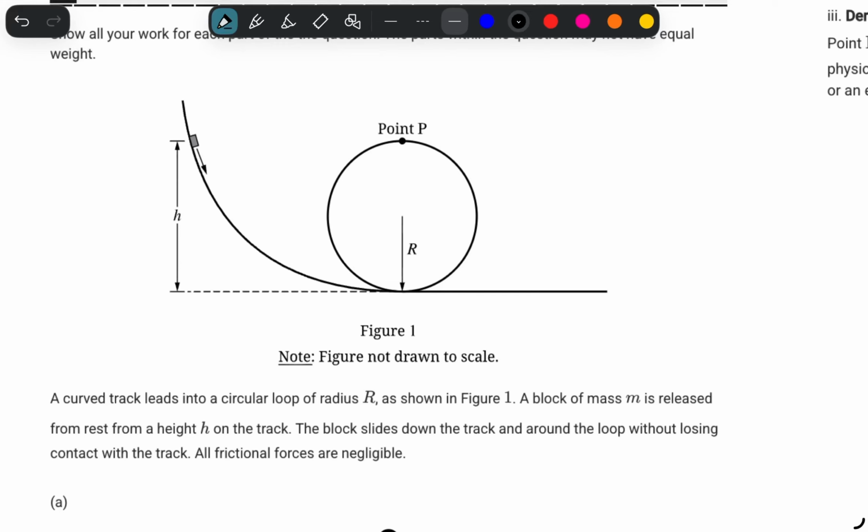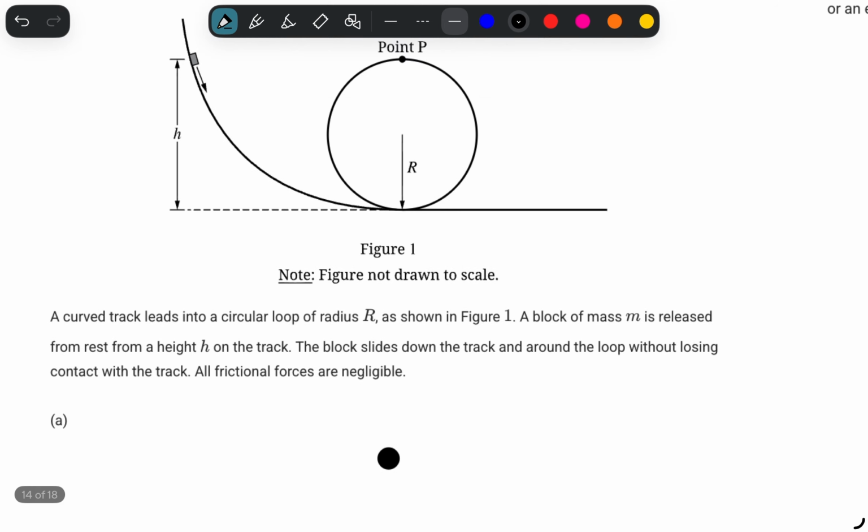In this video, we're going to be doing an FRQ for work, energy, and power, and we have a curved track that leads into a circular loop of radius r as shown in figure 1. A block of mass m is released from rest from a height h on the track. The block slides down the track and around the loop without losing contact with the track. All frictional forces are going to be negligible.